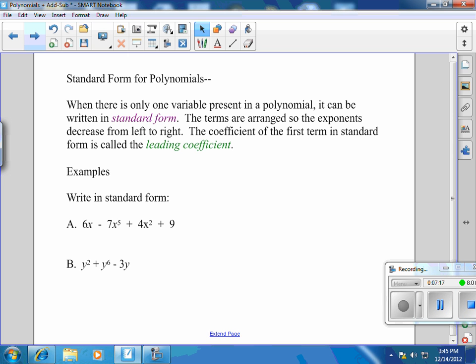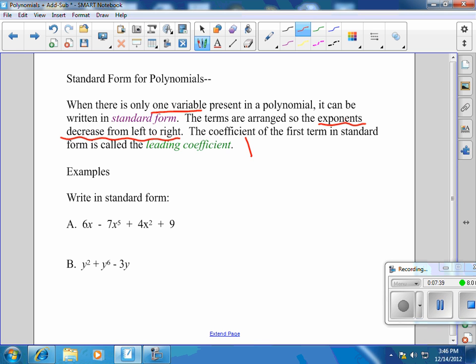So this standard form happens when there's only one variable present. Not like the other ones, but when we only have x's or only have y's. Standard form says that your terms are arranged so that the exponents decrease from left to right. And then the very first term is pretty important. The coefficient, or the number on the first term, is called the leading coefficient. And when we get to graphing, that will have a lot to do with what the graph looks like.